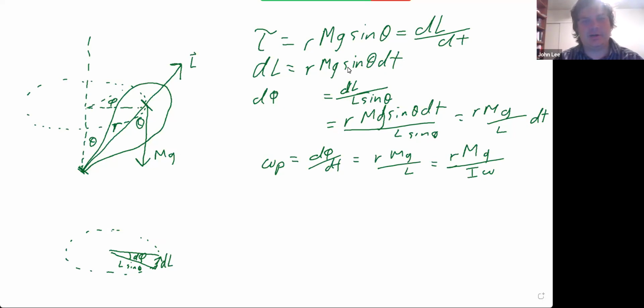dL is equal to r mg sin theta dt. So this is going to end up being equal to r mg over L dt. And then omega precession, the angular velocity of the precession, so how fast it's going around like this, rather than how fast it's spinning about its axis, is equal to d phi/dt, which is equal to r mg over L, which is equal to r mg over I omega, because L is equal to I omega.